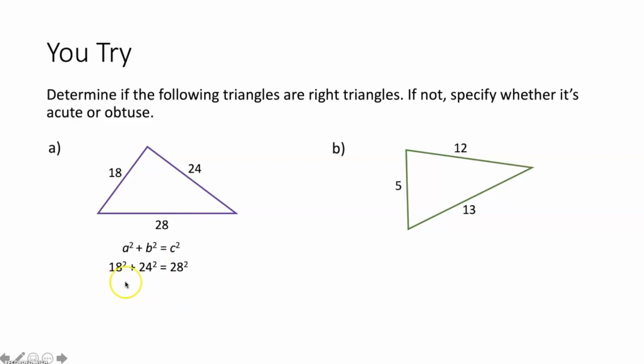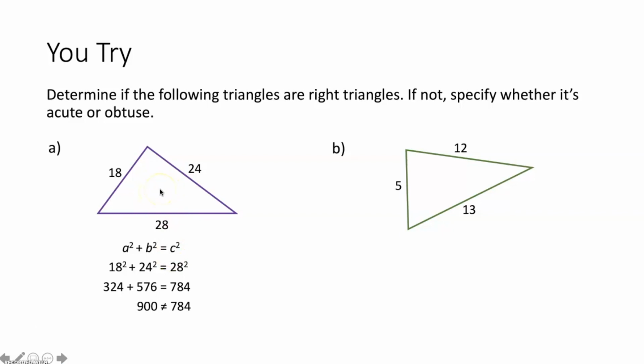Now I can simplify and see if these two sides of the equation are equal. 18 squared is going to equal 324, 24 squared is 576, and 28 squared is 784. I then add these two together and I get 900, which is not equal to 784, meaning a squared plus b squared does not equal c squared, meaning that this triangle cannot be a right triangle.